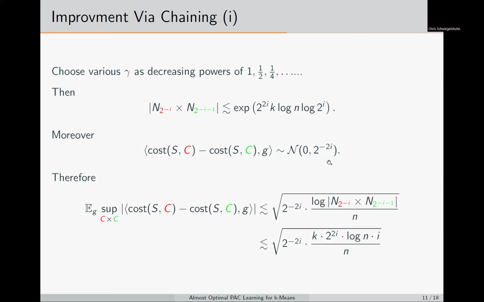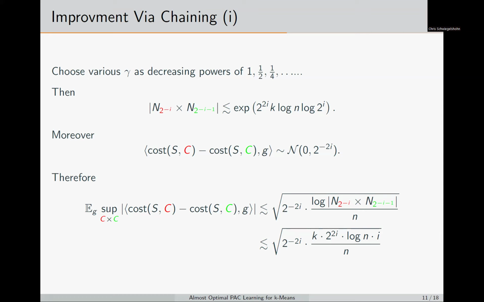Okay, so if we now combine everything, take a union bound over this, the variance is 2 to the minus 2i times a log of the total number of increments, so the log of the Cartesian product, divided by n. And this results in this term right here, square root of 2 to the minus 2i, k times 2 to the 2i log n times i over n. We could cancel this out, but I'm going to leave it here because it will highlight the difference in approaches that we will see later.